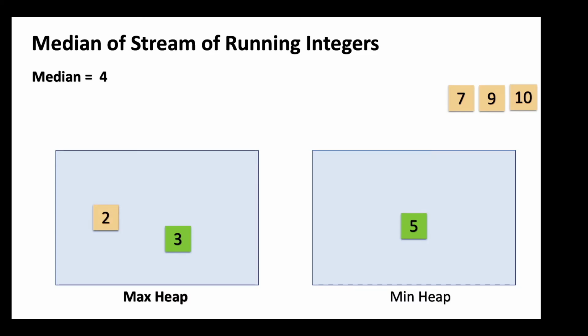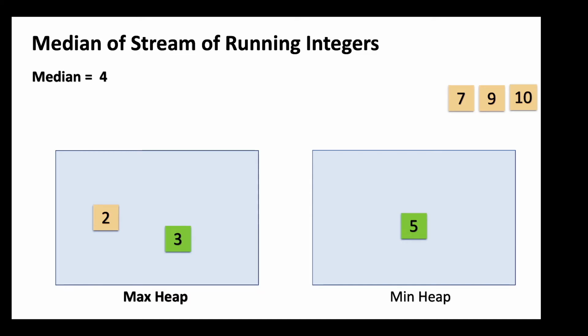And over here we have to again check whether the two heaps are balanced or not. So here the difference between the size of the two heaps is still 1, which means the two heaps are right now balanced. The only condition you have to remember at which the two heaps will get unbalanced is when the difference between the size of the max heap and the min heap is greater than 1.